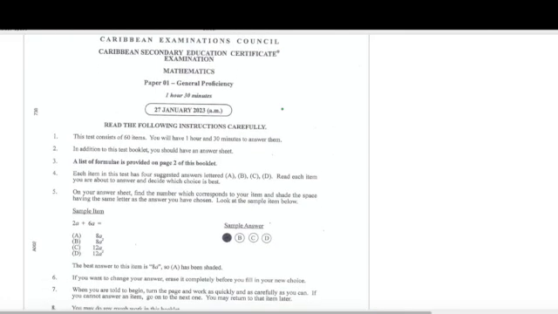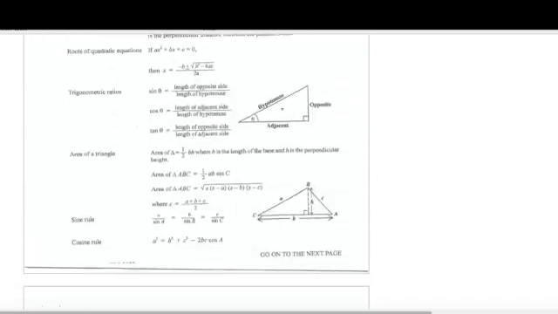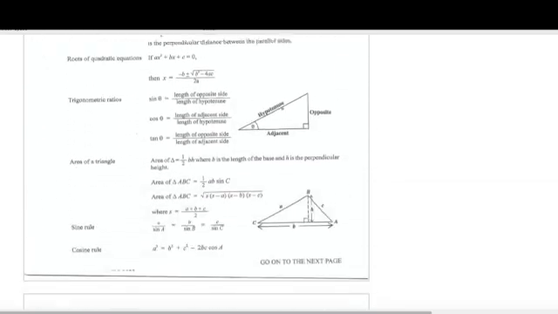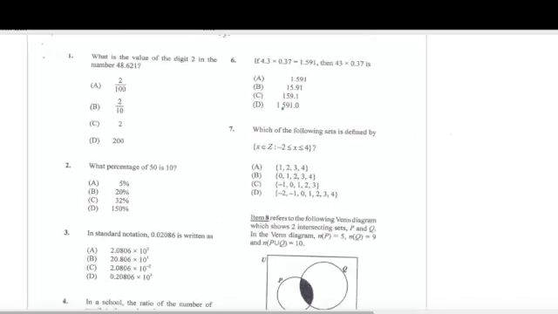Alright, so January 2023, paper 1, mathematics. There we go. We have the nil formula sheet here. And question 1.